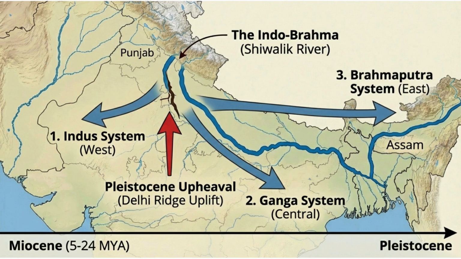To the west, the Indus system. In the center, the Ganga system. To the east, the Brahmaputra system. That is why Punjab, the Ganga Plain and Assam are not just separate river valleys. They are outcomes of long geological restructuring. This is geography with memory.